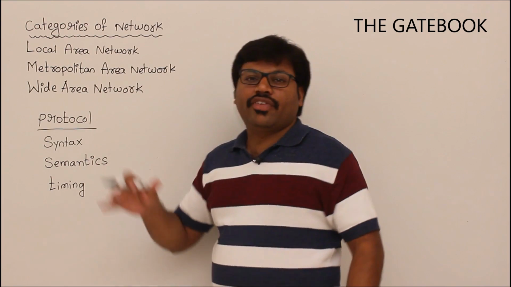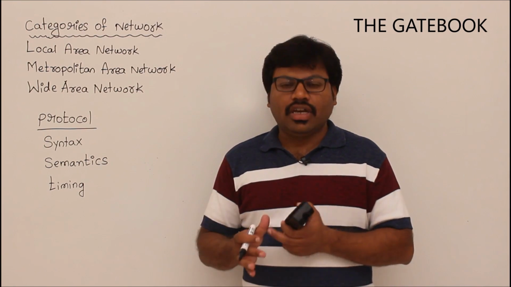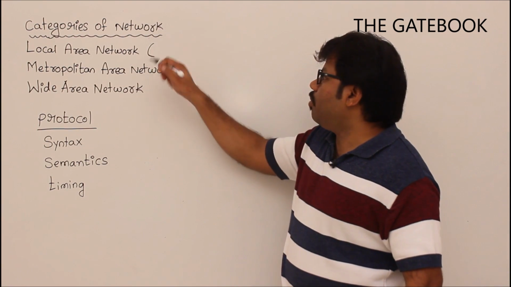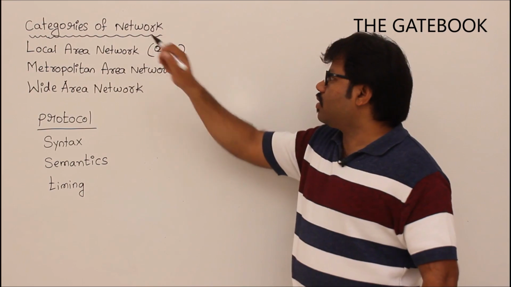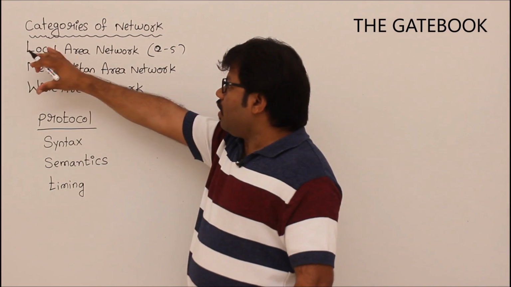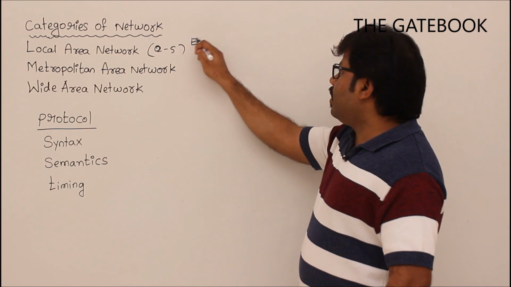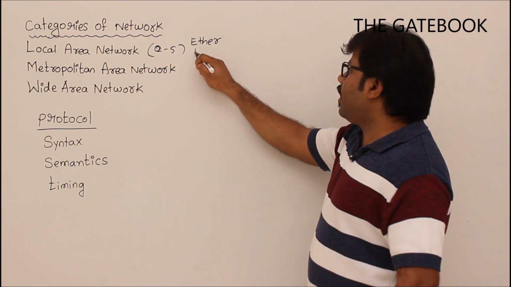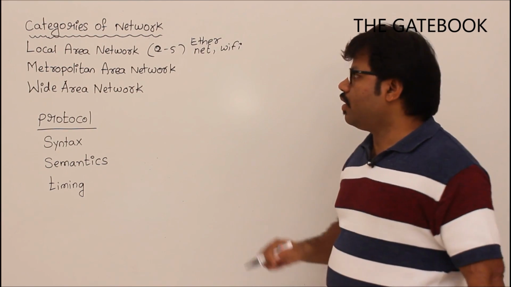So generally local area networks are networks which are owned by colleges and universities or individuals, and generally span over a few kilometers, maybe around 2 to 5 kilometers. So 0 to 5 kilometers. The technologies generally used to implement this kind of local area network are Ethernet and Wi-Fi. So these are the technologies we use to implement a local area network.